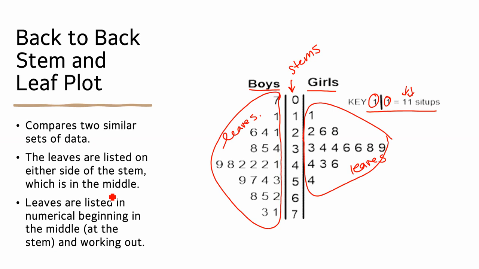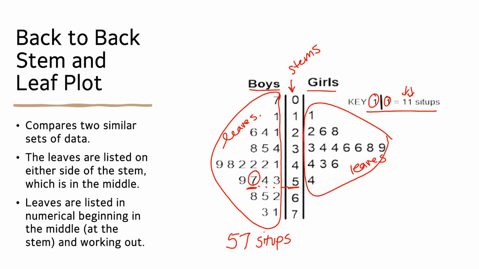So it's normally a little bit easier to read the leaves on the right-hand side, but on the left-hand side, if I were to look at this number here, that 7 goes with this 5. So that means that a boy did 57 sit-ups. So just because the 7 is more on the left than the 5, don't forget, the 5 is the stem. So that's 57, not 75, okay?